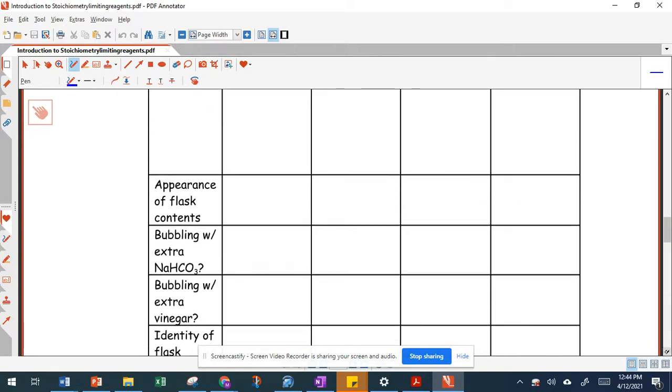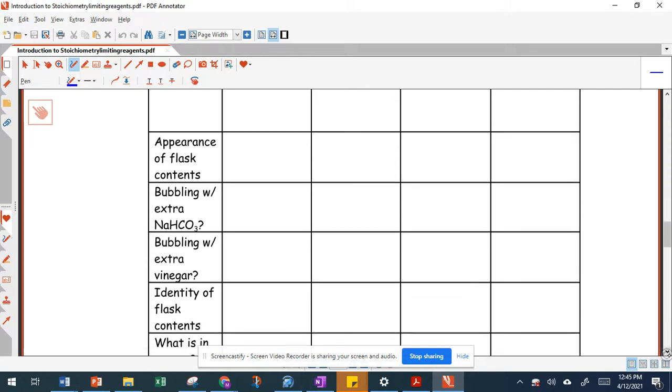And with this row here, we're going to either add some extra sodium bicarbonate at the end, or we're going to add some extra vinegar. You're going to write down what happens if it's bubbles or not with the extra amount. With the other row, you could simply cross the other row out.